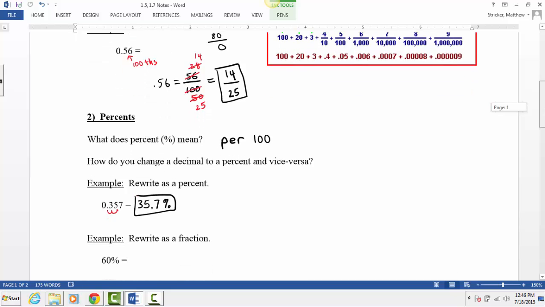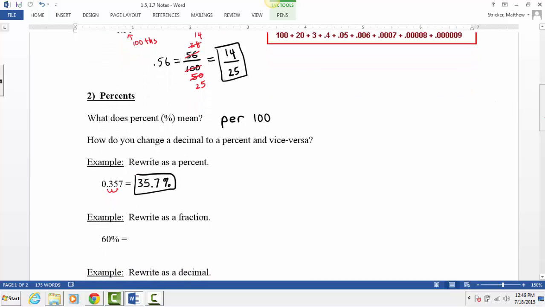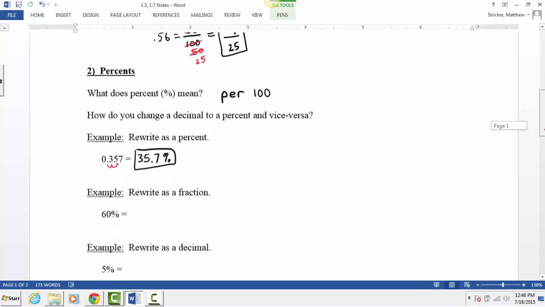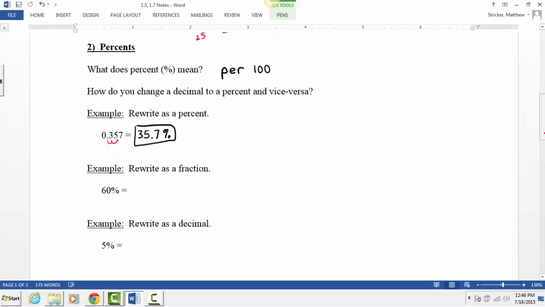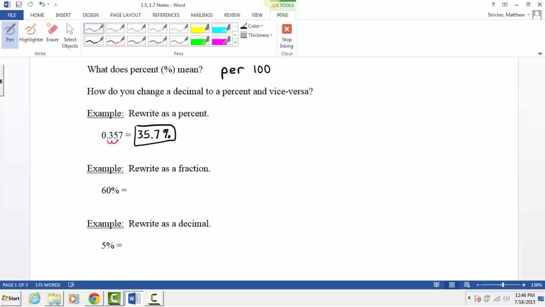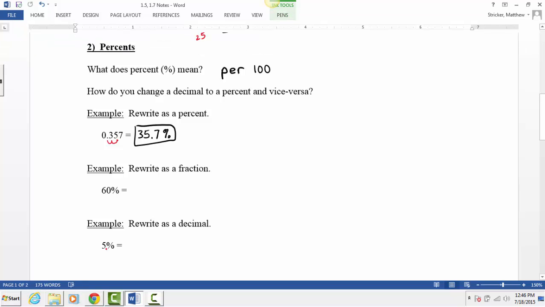And then moving back the other way, if I want to rewrite a percent as a decimal, that's the third example, I want to go ahead and move the decimal place now back the other direction 2 places, which means we need to add a 0 in there, and so this is going to be written as a decimal 0.05.